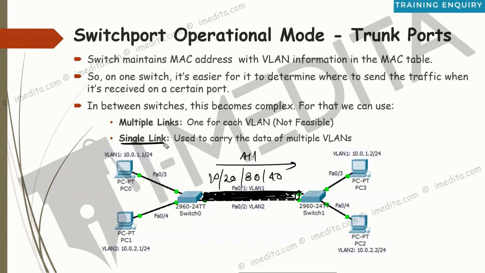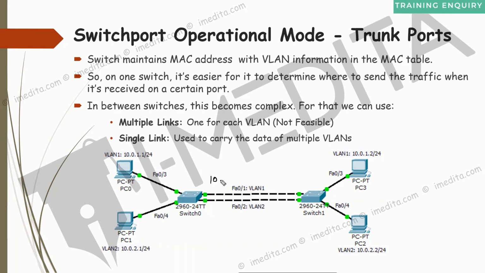So we can use a single link, and that link will carry the data for multiple VLANs, which is going to be the most feasible solution in our deployment. I want this link to carry the traffic for VLAN 10, VLAN 20, VLAN 30, VLAN 40, basically all the VLANs. That can be done by connecting only one link and configuring that link as something called a trunk link, or configuring that port as something called a trunk port.